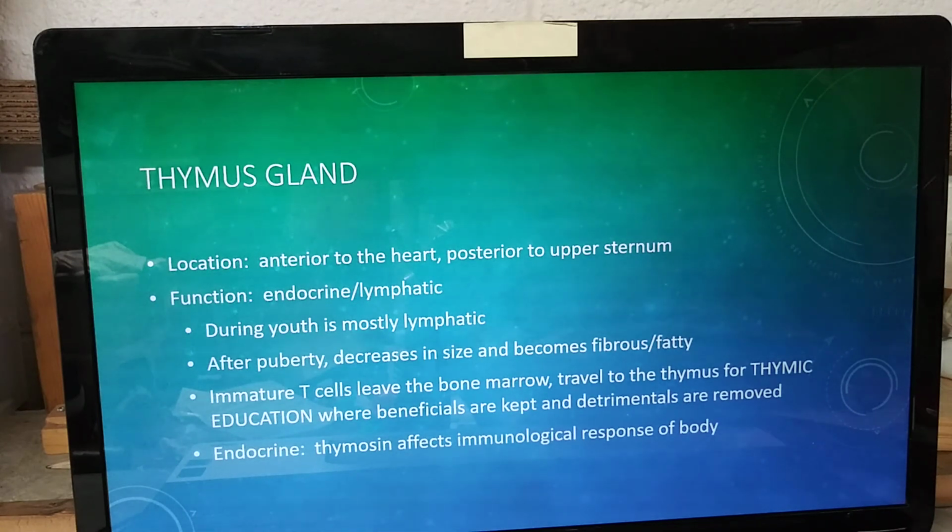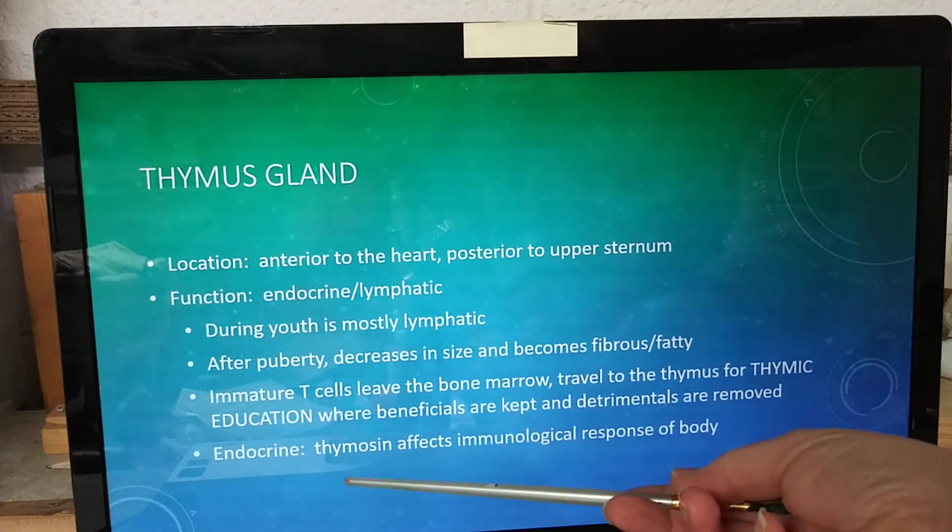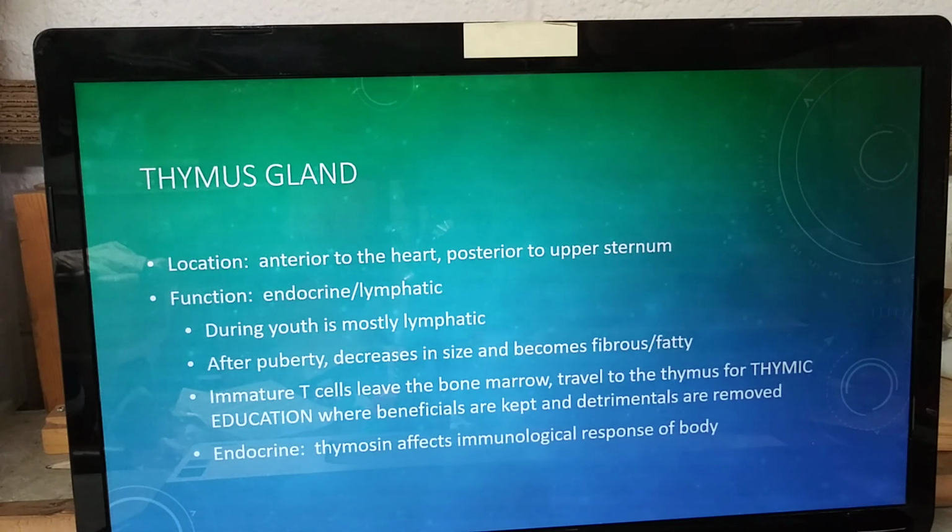So immature T cells, the T lymphocytes that we'll learn more about next week, when they leave the bone marrow, they go to the thymus for thymic education. So that's where they go to get schooled. And at that point, the beneficial T cells are kept and the detrimental T cells are removed. Because sometimes you have T cells that go a little rogue and cause some autoimmunity problems. The endocrine function of the thymus gland, it produces thymosin, which we learned about in the endocrine module, and that affects the immunological response of the body.